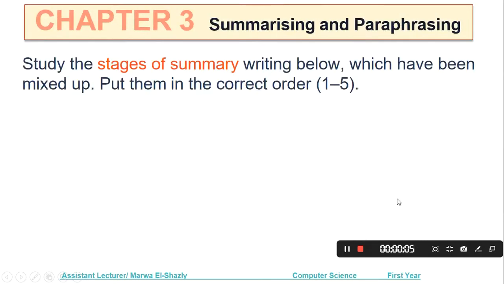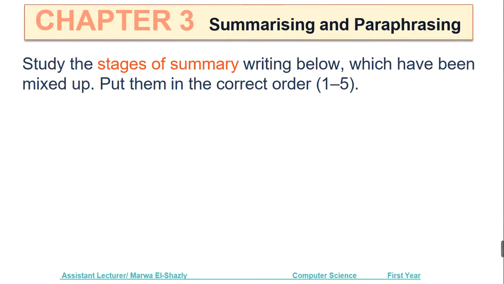Okay, study the stages of summary writing below which have been mixed up. Put them in the correct order from 1 to 5. So we're gonna study now مراحل السمري هنعملها ازاي. Open your book on this page and follow with me. Do the exercise, then come back to check your answers.